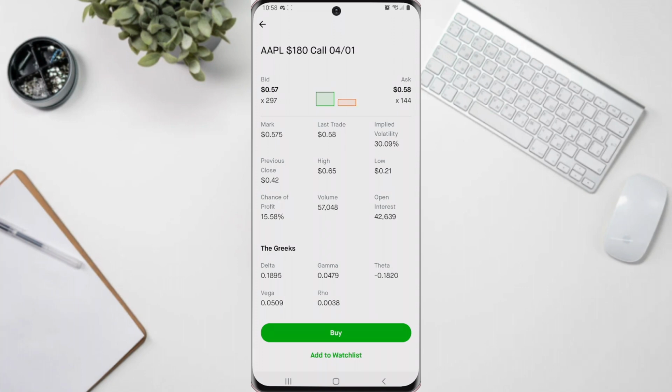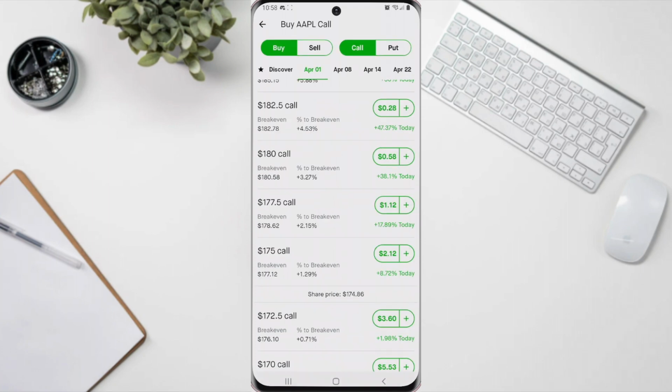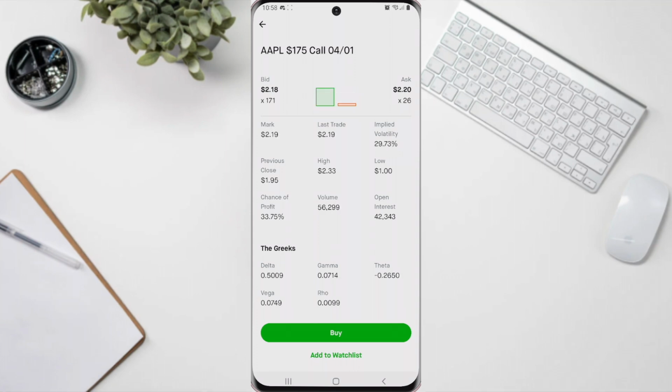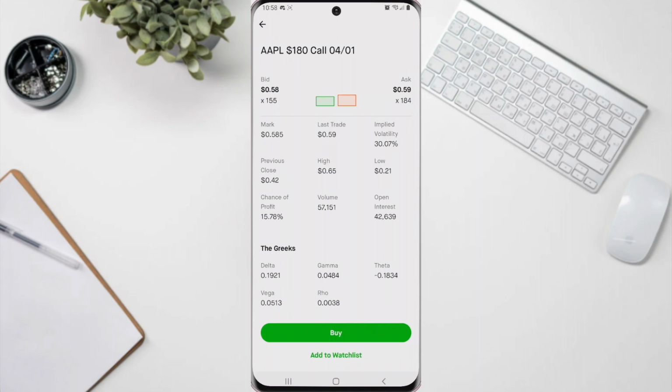Now, if you're just trying to day trade Apple and you're okay with spending the $212 that it's going to cost you to get this contract, then yeah, you can go ahead and do it because you're day trading it and you're not looking to hold it. So that theta is not going to affect you because you're only looking at day trading it, getting in and getting out of that contract.